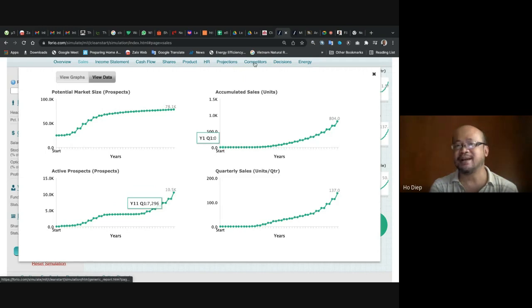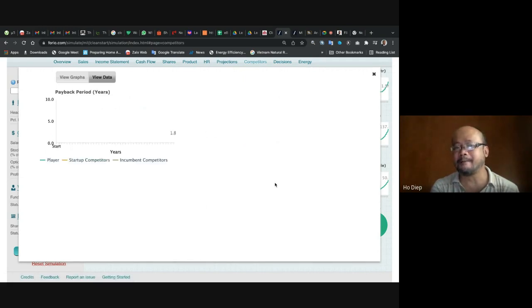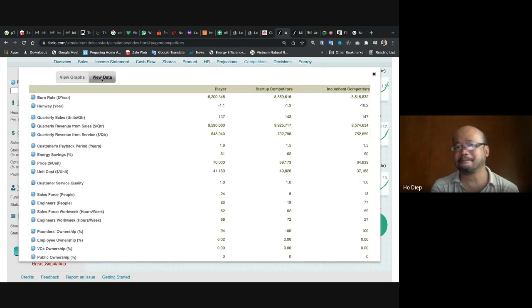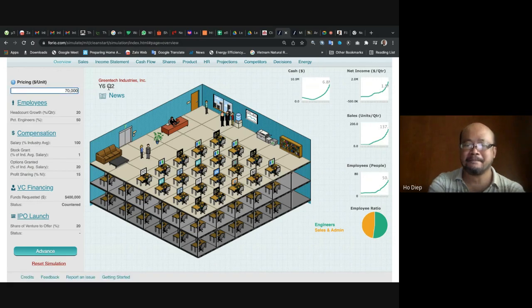Let's check on our technology. On our technology, we managed to lose out to our competitors. Our competitors managed to decrease it down to 1.5. We're still at 1.6. So we need to invest in engineers, in R&D. Our product's still more expensive than our competitors. So maybe we can reduce this down to 69,000, say, to make our product more competitive.